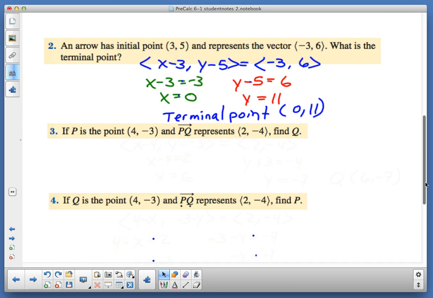Remember what it looks like. It should be a head because Q is at the arrow side. P is at the tail side. So go ahead and find your Q. Go ahead and find the Q.